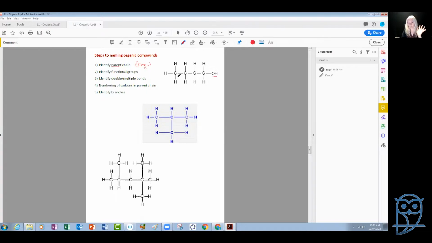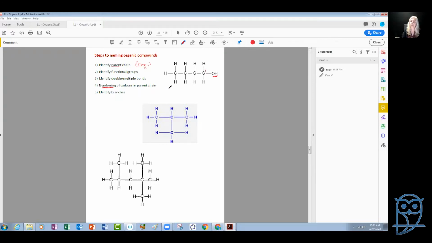If any, it's not necessary to have a functional group. Then we check if there are any double or triple bonds between carbons. And eventually, once we have roughly the picture of what's going on, we number the carbons, starting from the carbon which is closest to the functional group, if any. Like in this case, for example, where we have a functional group, carbon number 1 would be this one, which is closest to the functional group.